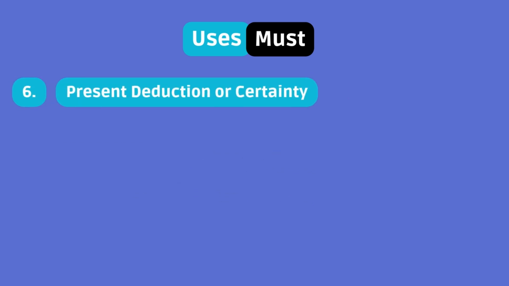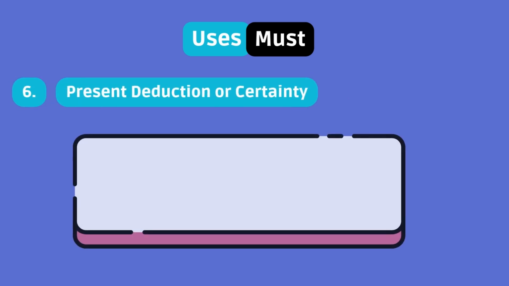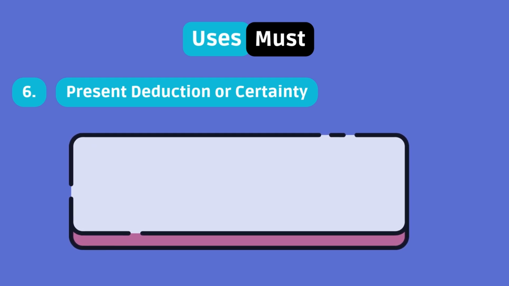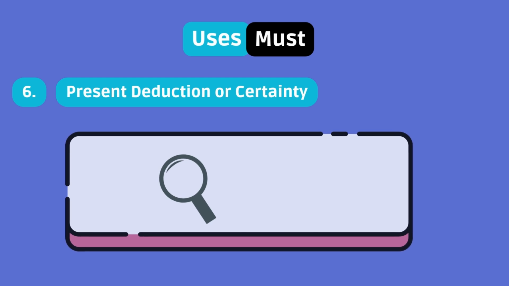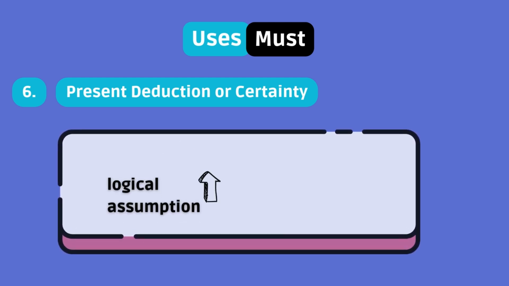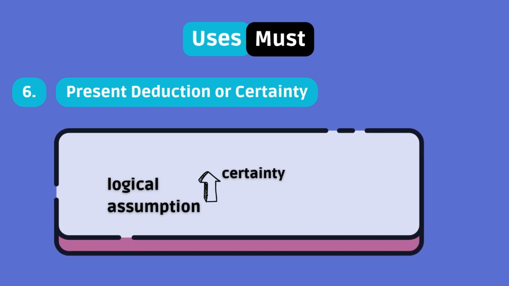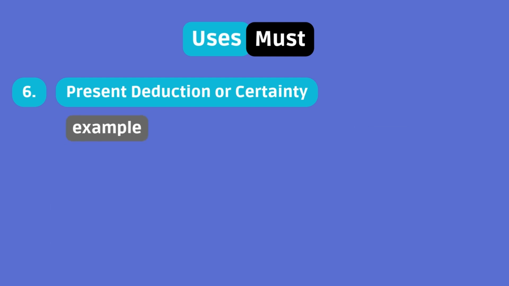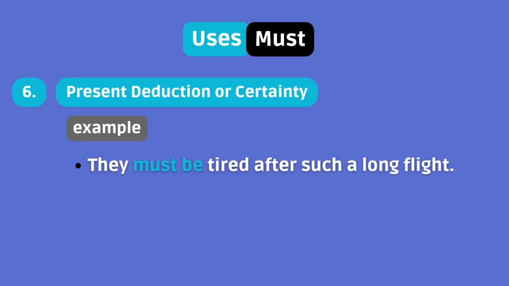Present deduction or certainty. Must can infer a likely conclusion based on evidence. It expresses a logical assumption with a high degree of certainty, at least from the point of view of the speaker. Example, they must be tired after such a long flight. I haven't seen the people I'm picking up at the airport, but it's safe to say they will be tired, since they've spent a lot of time on a plane.